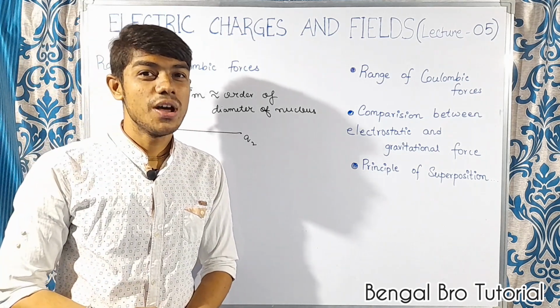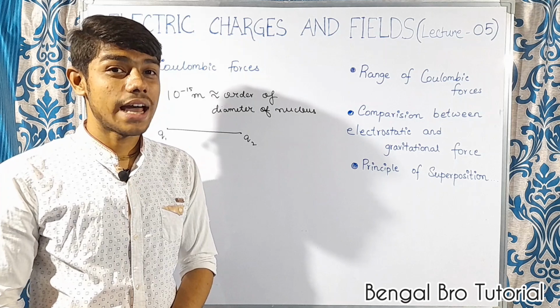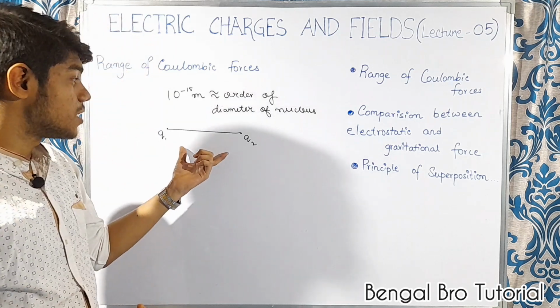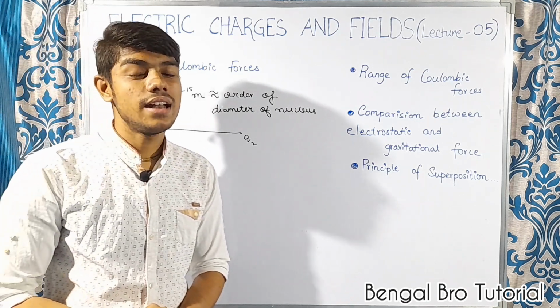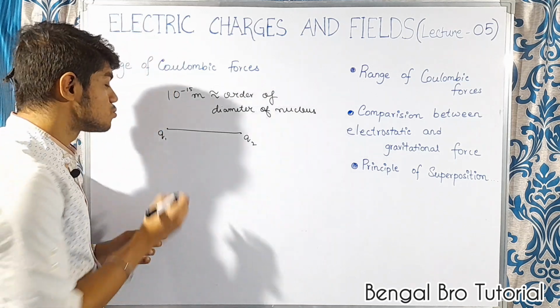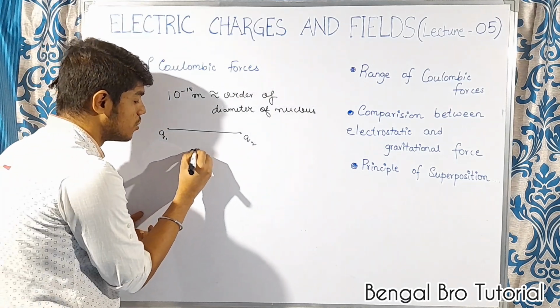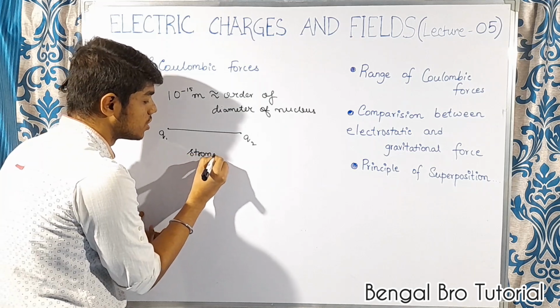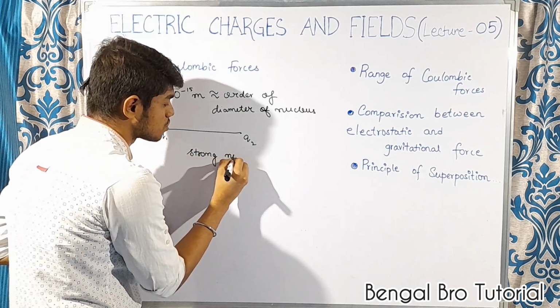Now I am sure many of you are wondering what will happen if the distance of separation between them is less than 10 to the power minus 15 meter. Then in such a case, the strong nuclear force will dominate over the electrostatic force.